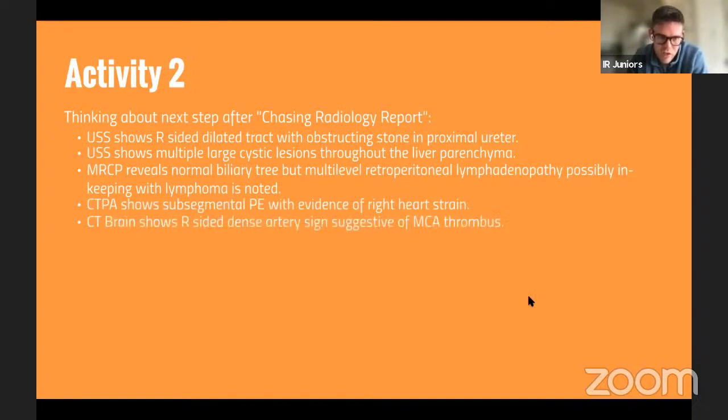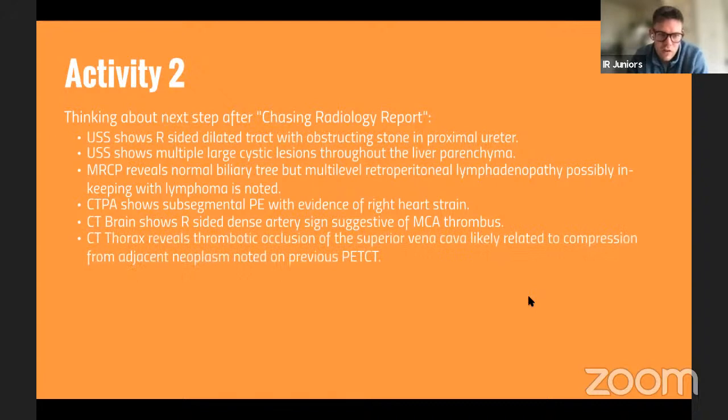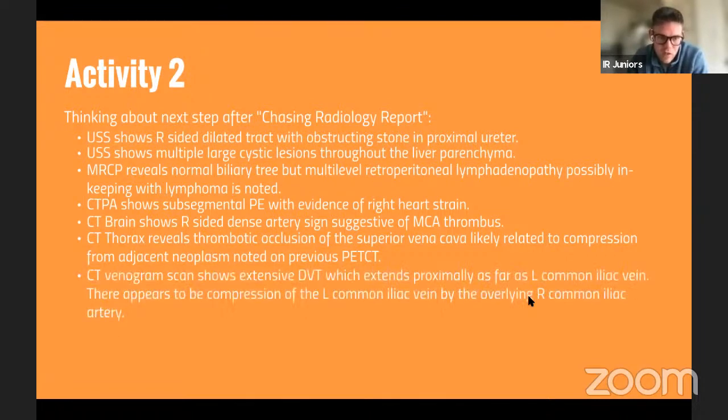CT brain shows right-sided dense artery sign, suggestive of an MCA thrombus, which throws back to something from earlier. CT thorax reveals thrombotic occlusion of the superior vena cava, likely related to compression from an adjacent neoplasm noted on the previous PET CT. CT venogram shows extensive DVT, which extends proximally as far as the left common iliac vein. There appears to be compression of the left common iliac vein by the overlying right common iliac artery. I think that's them all.